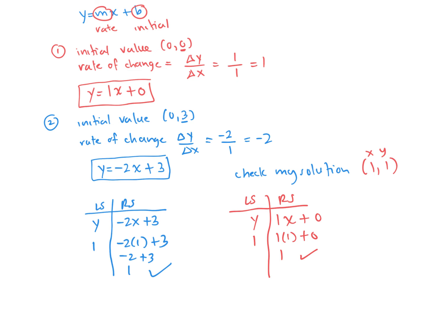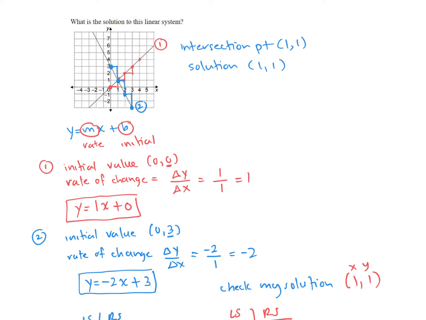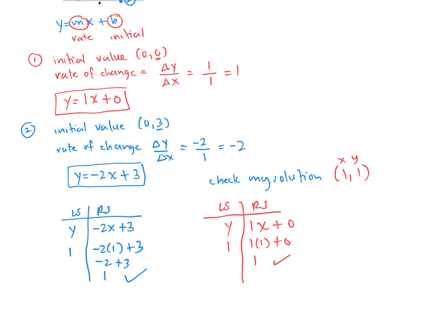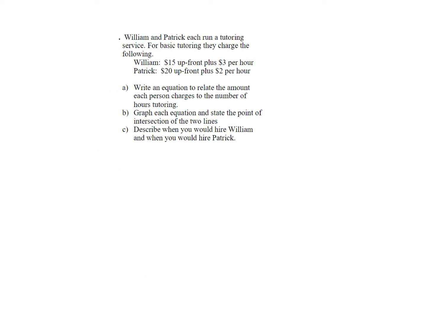So we should be able to find the equation of lines given a graph, and then we should be able to solve the intersection point and check our solution. We might have some word problems or some applications. So in this question we have two people that are tutoring. So William charges $15 up front, that's a flat rate, and $3 per hour.